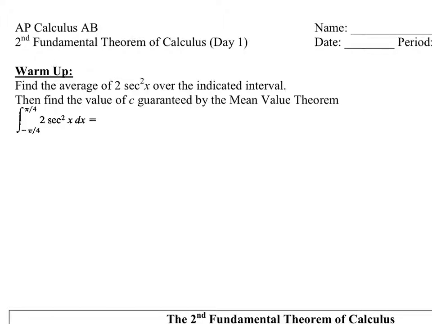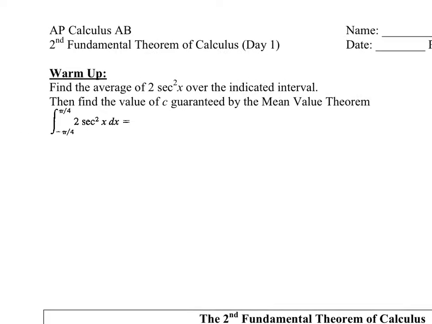So does anyone remember how we would find the average value? 1 over b minus a times the integral of f of x dx. Okay, good. We would multiply this integral that you see here by 1 over b minus a.